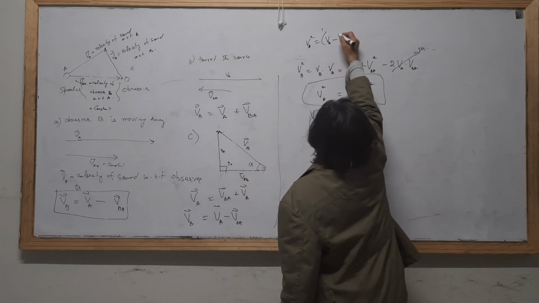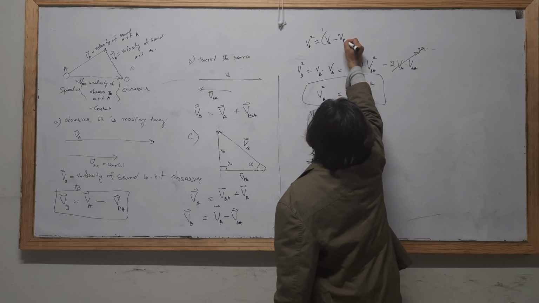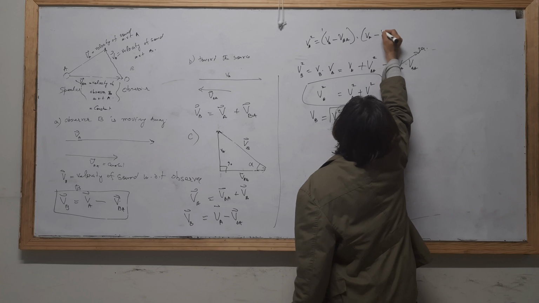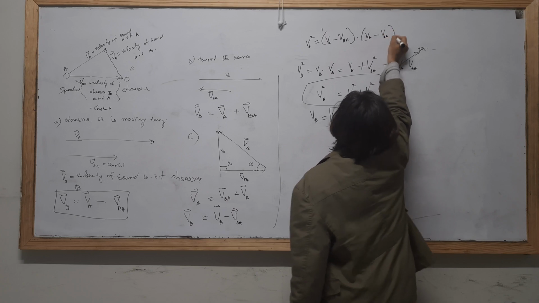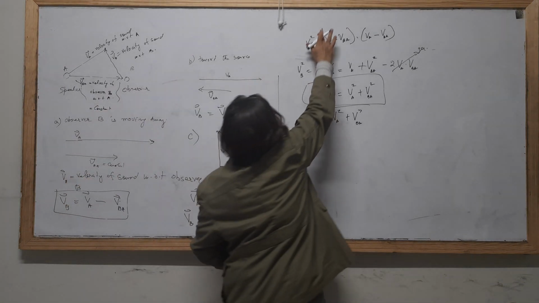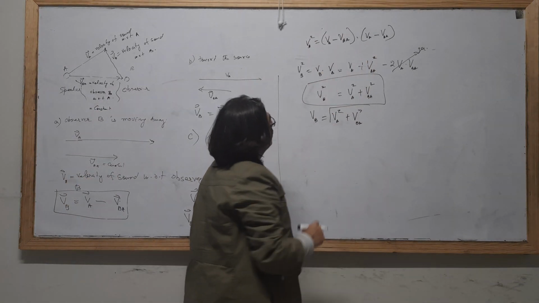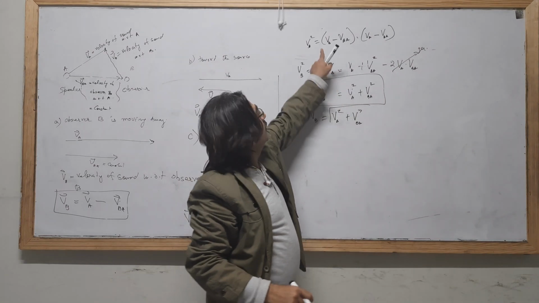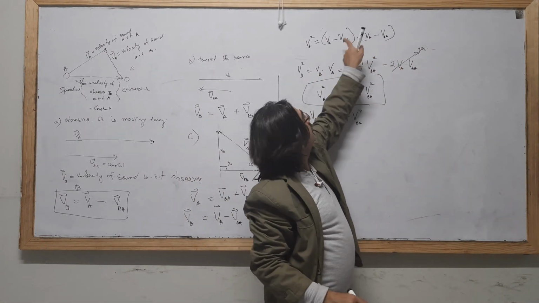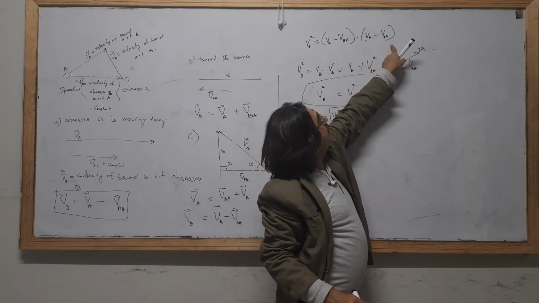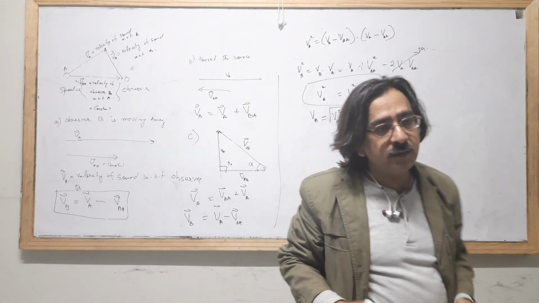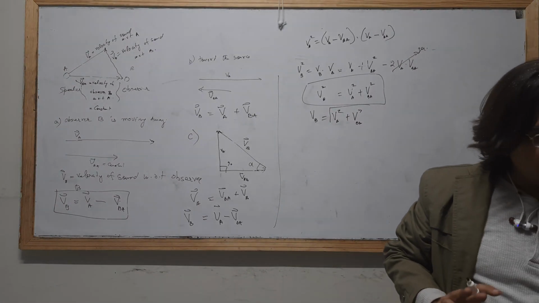When we take VA minus VBA dot VA minus VBA, that is VB square. VA dot VA is VA square, minus, that will be 1, and this will be the other VBA square. Minus plus. Got it? Clear?